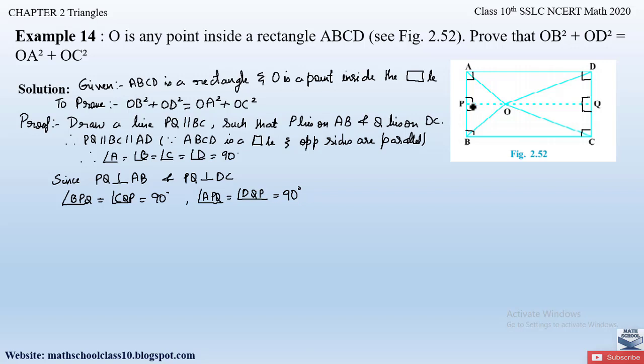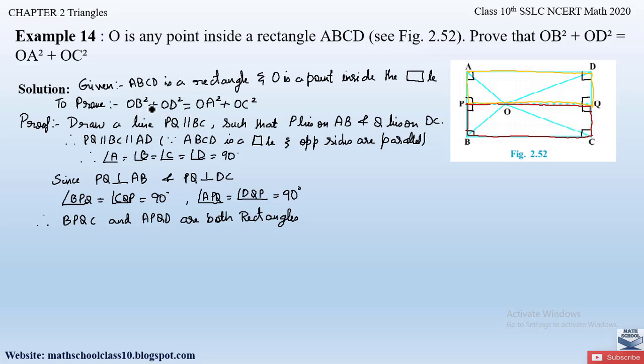Here if you observe, this line PQ divides the rectangle ABCD into two rectangles, that is BPQC and APQD, right? So two rectangles are formed here. Therefore we can write down BPQC and APQD are both rectangles. And also if you observe, there are four right angle triangles formed here, that is triangle OPB, right angle at P, and angle APO is another right angle. On the right hand side we have triangle OQC and triangle ODQ, which are right angled.